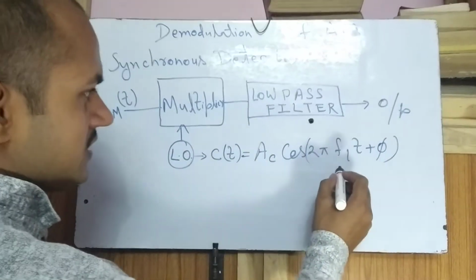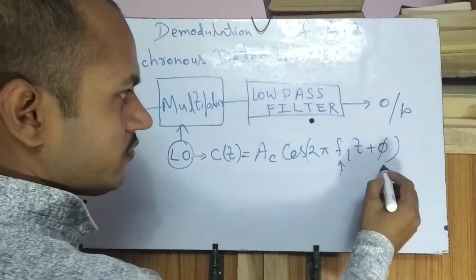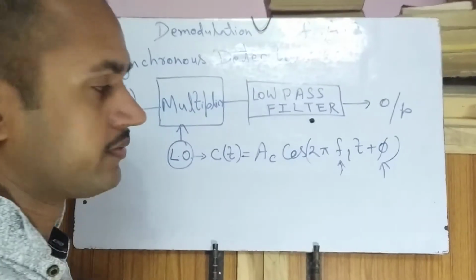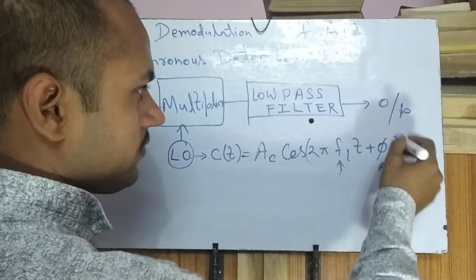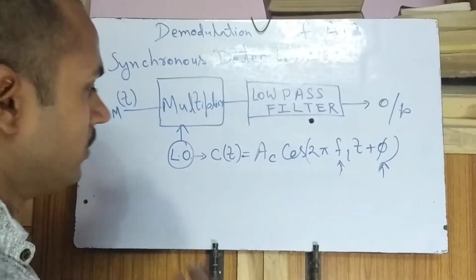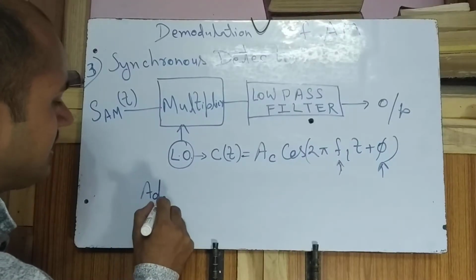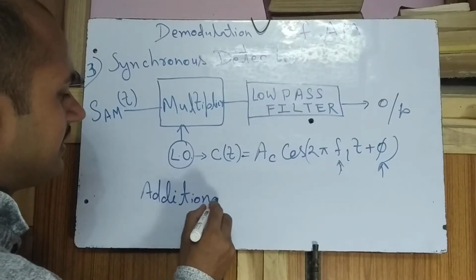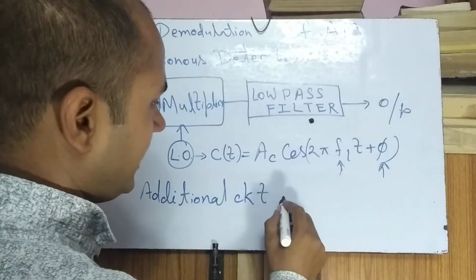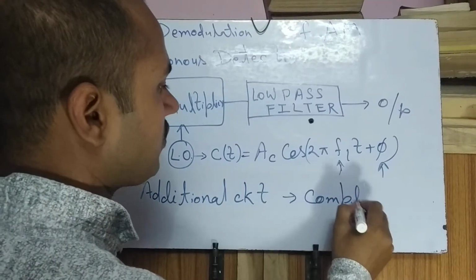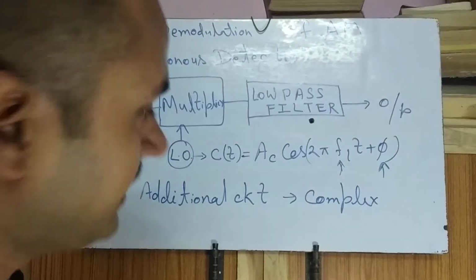So frequency synchronization is easy, we can achieve this, but phase synchronization is very tough and very hard to get, right? So to maintain the phase synchronization, we need additional circuitry, and that additional circuitry will make the synchronous detector complex. That's why we say that synchronous detector is complex, right?